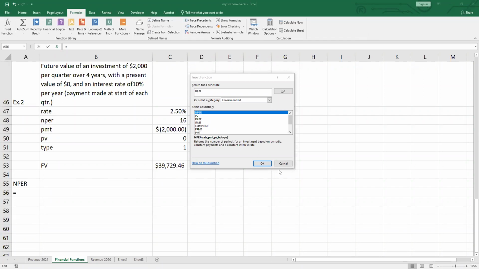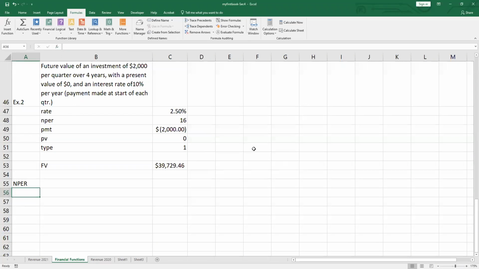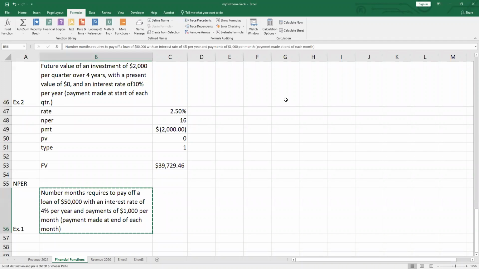Okay, so let me start with the example first so that you see how NPER works, in what situation. The example is in your chat box already.